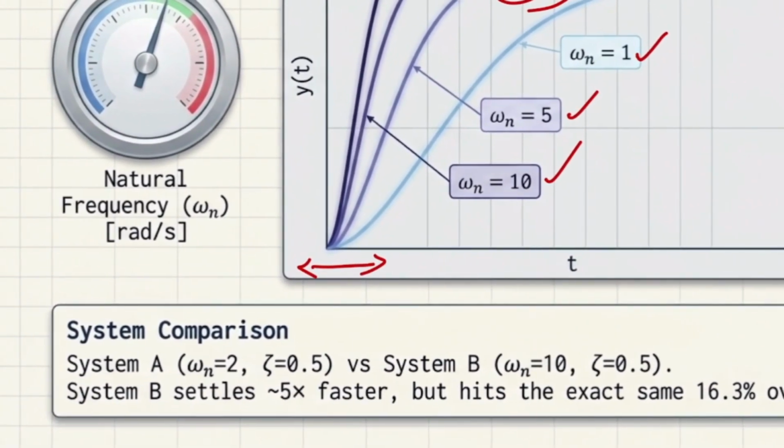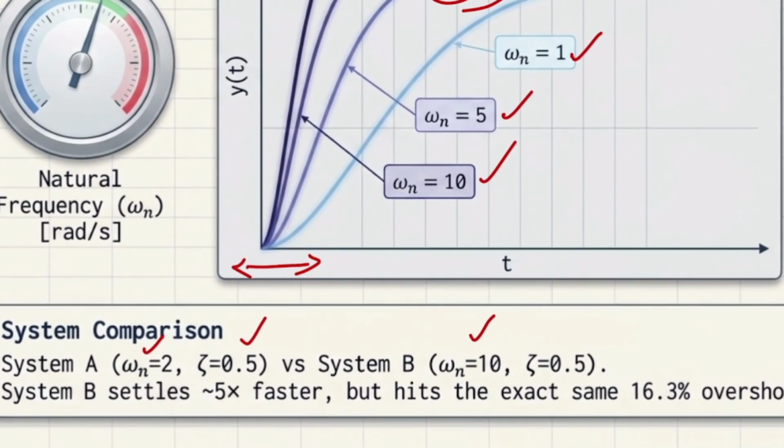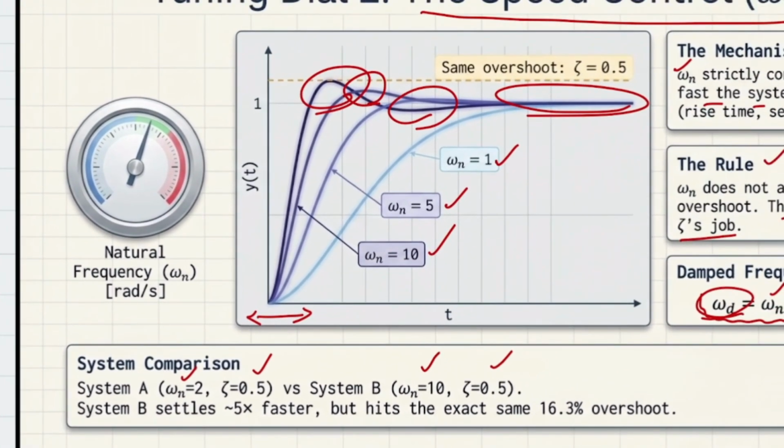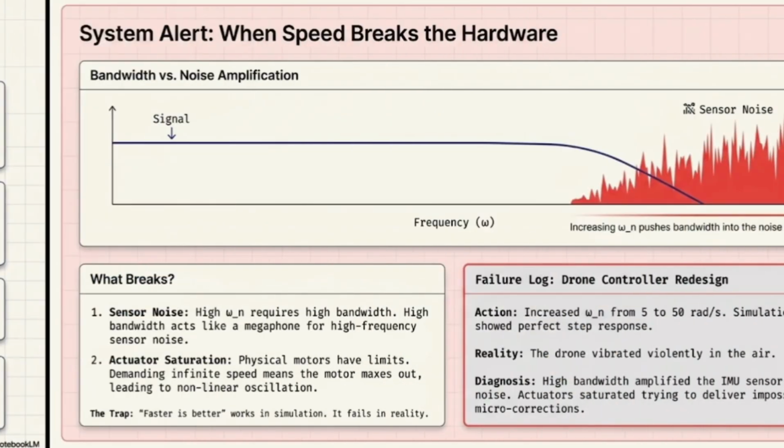Imagine that you have a system whose omega n is 2. It's not that fast, it's okay, and the zeta is 0.5. And then you have a system whose omega n is 10 and the zeta is 0.5. What we understand is that system B is going to settle 5x faster, but hits the exact same 16.3% overshoot. What does it mean? It means that the overshoot doesn't have anything to do with your omega n. The overshoot is completely related to your zeta, as we all remember from the previous slide's formula itself.